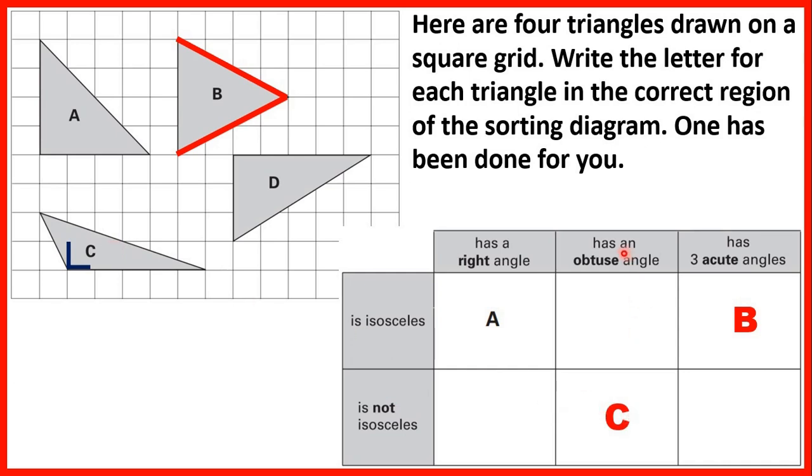have an obtuse angle. And finally, D is not isosceles because all of the sides are a different length, but it does have a right angle here. So we can write triangle D in this section.